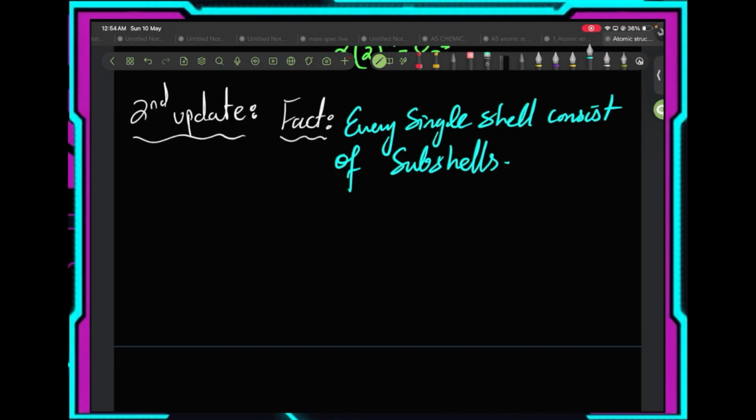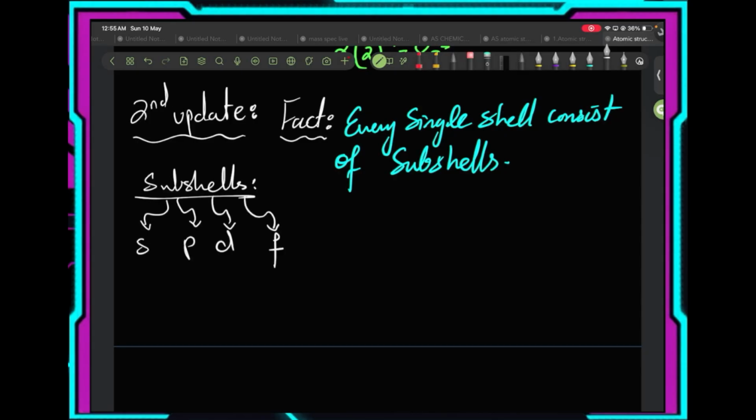Now you need to memorize the subshells. Let's memorize the names of the subshells. We name subshells like S, P, D, and F. These are the four subshells that can be present inside shells. Okay, or you can call them energy levels, the shells are energy levels, and these are the sub energy levels inside the shell.